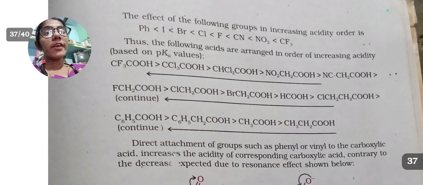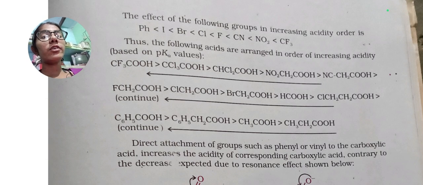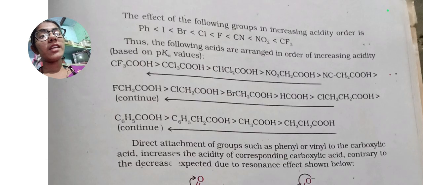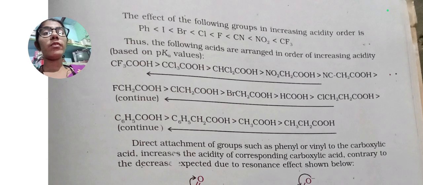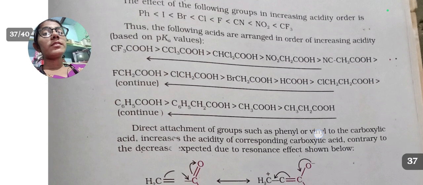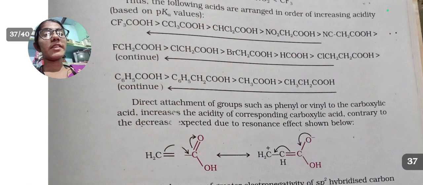The effect of the following groups in increasing acidity is in this order: phenol is less than I, then Br, then Cl, then F, then CN, then NO2, then CF3. Let us see some examples.